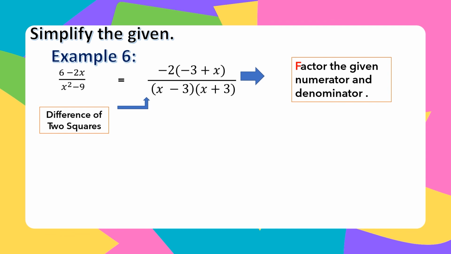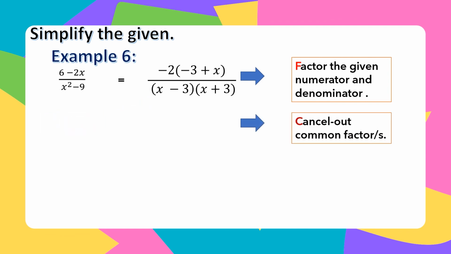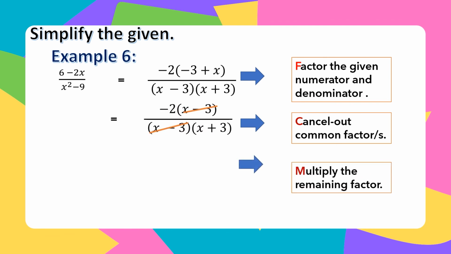Which of the given are we going to cancel out? Because the next step is cancel out common factors. As you can see, we can rearrange negative 3 plus x into x minus 3. So we can now see that x minus 3 can be cancelled out. For step 3, multiply the remaining factor. The remaining factor in the numerator is negative 2, and the remaining factor in the denominator is x plus 3. The final answer will now be negative 2 over x plus 3.